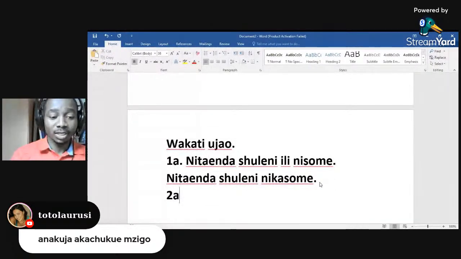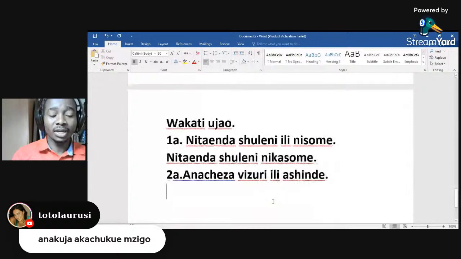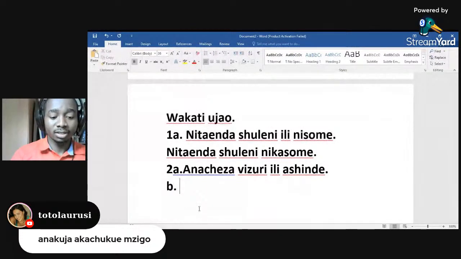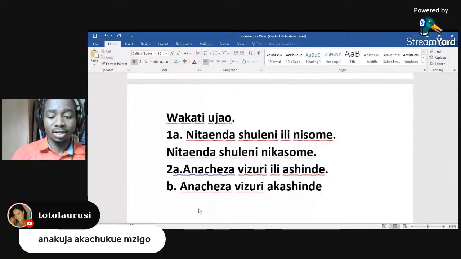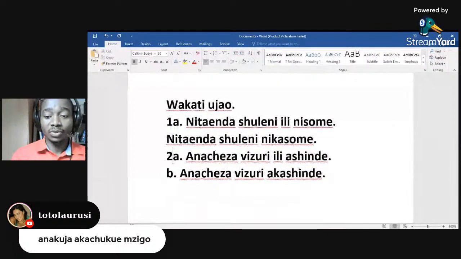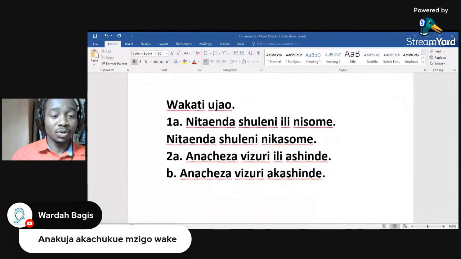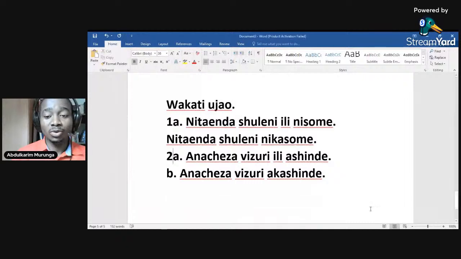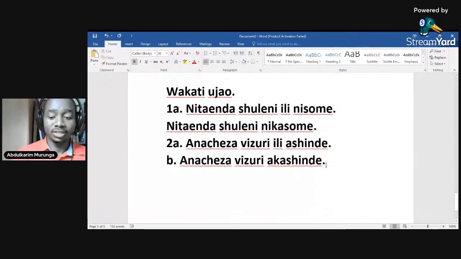Anacheza vizuri ili ashinde. Anacheza vizuri akashinde. Akashinde. Anacheza vizuri akashinde. Sawa? Wale anasema atakuja akachukue mzigo wake. Anakuja, vizuri sana. Anacheza vizuri akashinde. Sawa?